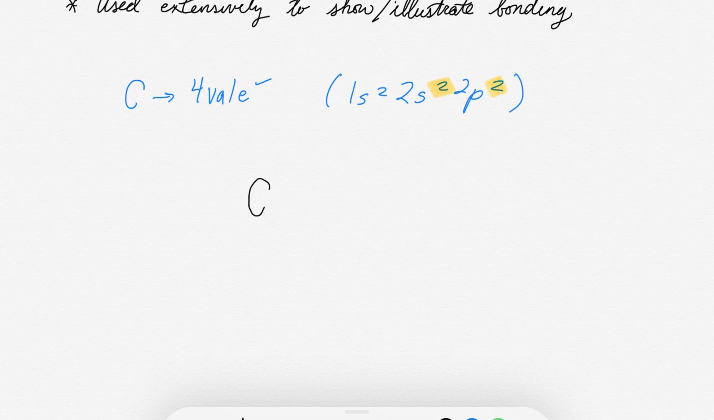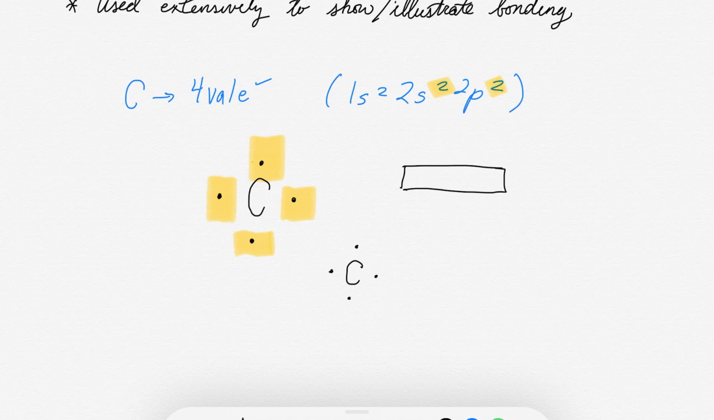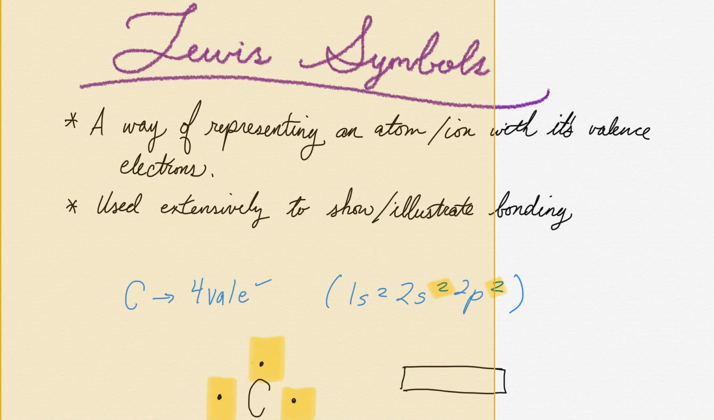What we're going to do is write the symbol for the atom, and then we're going to use dots to represent valence electrons. So I want you to imagine a hypothetical world of 4 spots around my carbon. So I'm going to place my first valence electron. It doesn't matter where you place your first valence electron. It's irrelevant. I'm now going to place my second valence electron, and then my third, and then my fourth. So this is the way the Lewis symbol for carbon would look.